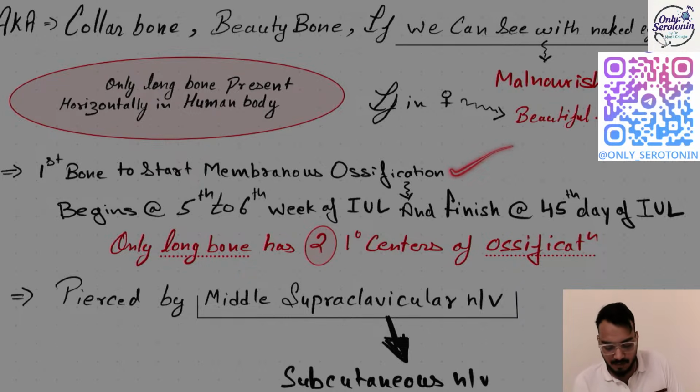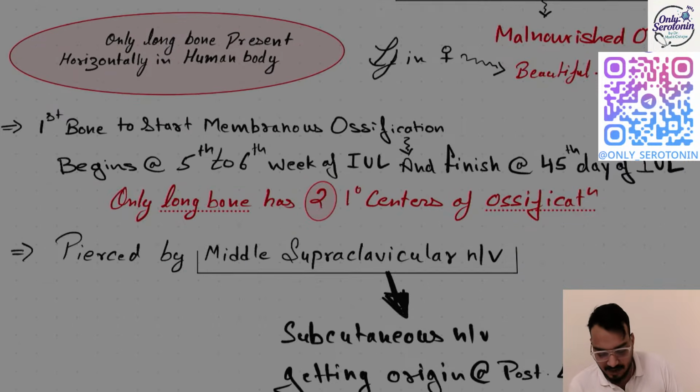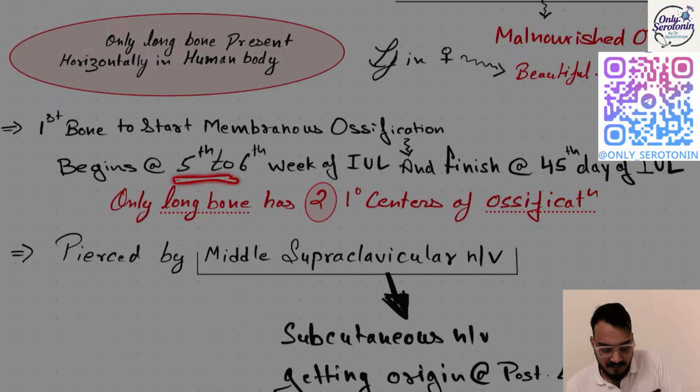Then it is the first bone which is going to start the membranous ossification. This membranous ossification will start from when, guys? It will start from 5th to 6th week of intrauterine life. And it will finish on the 45th day of intrauterine life.